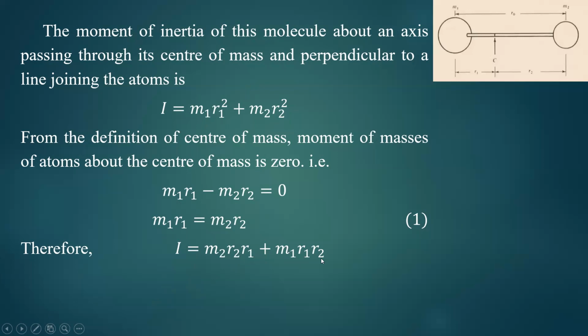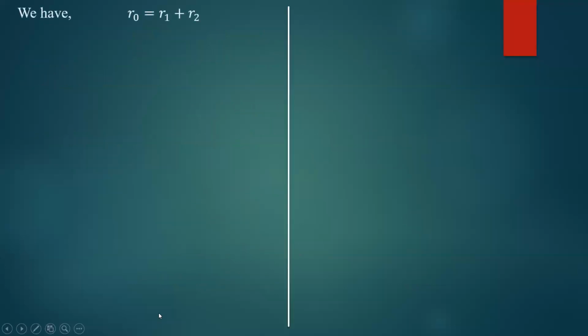Then we can take r1 and r2 as a common factor. So I will be equal to r1 r2, and in the bracket, you will get m2 plus m1. So we get moment of inertia equal to r1 r2 into m1 plus m2. Take this as equation 2.